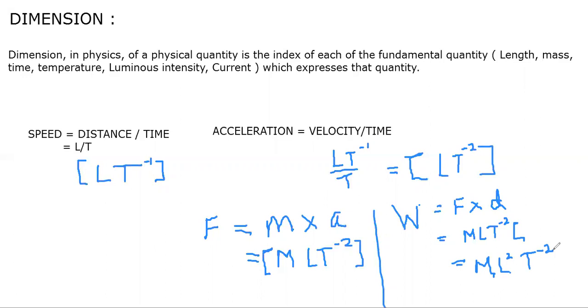Now if you want to find dimension of, let us say, kinetic energy. Kinetic energy is half mv square. So half, just take it out for dimension because it does not have any dimensions. Mass, v square. V square means velocity square. Velocity dimension LT minus 1 whole square. And then you can find dimension of kinetic energy. And you can continue to find dimensions of any quantity in physics like this.